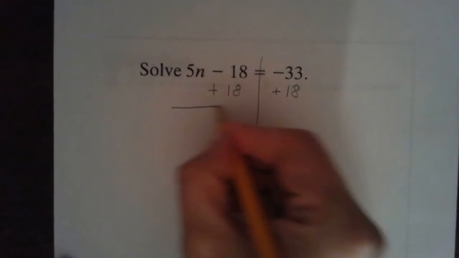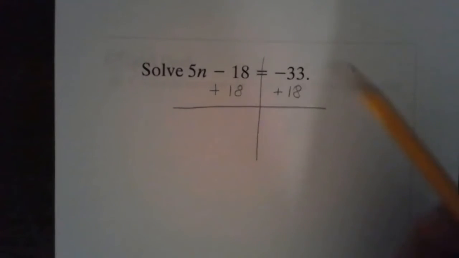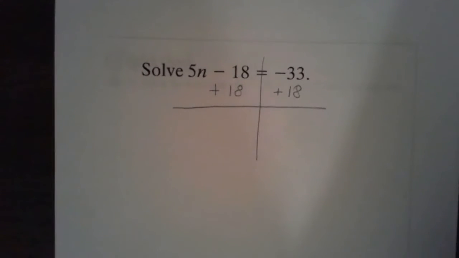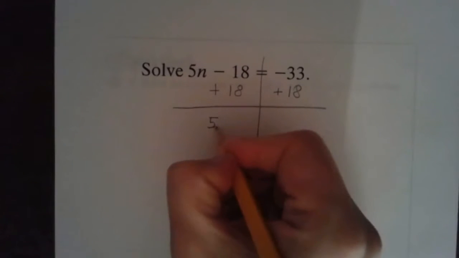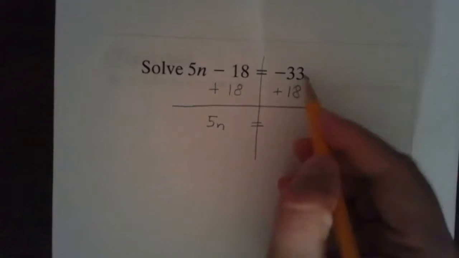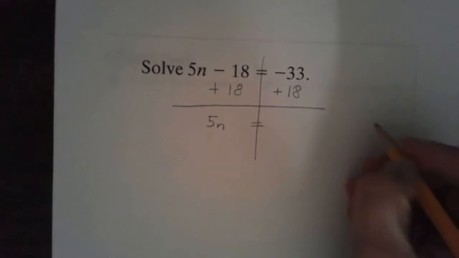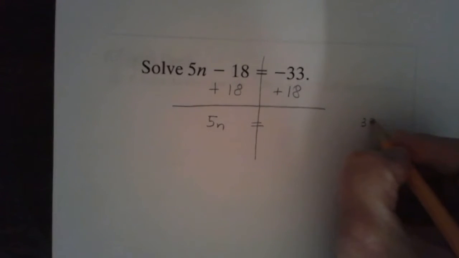So now, please make sure that you are staying organized, okay? Those equations will only get harder, so please stay organized. Show me step by step what you are doing. So what do I have left here? I have 5n left because my 18s will cancel out. And now I have negative 33 plus 18. So different signs, I actually need to subtract. So somewhere on the side, I'm going to subtract.